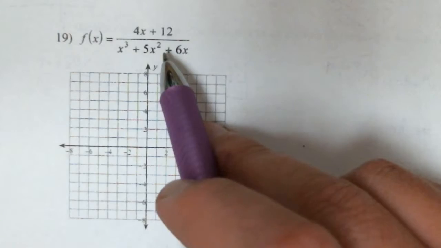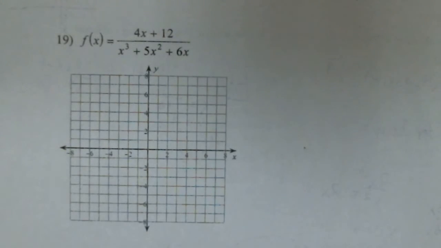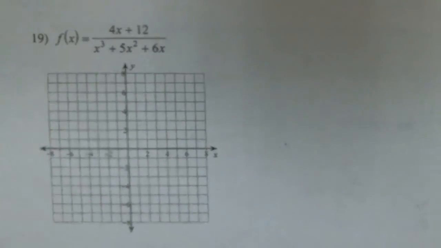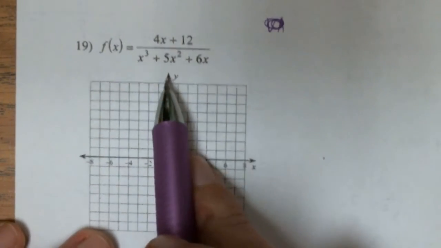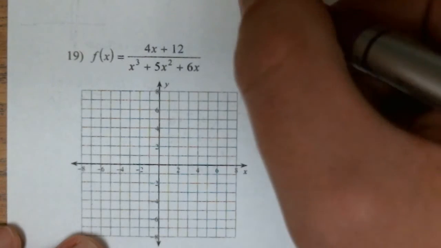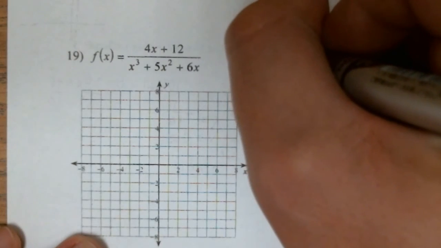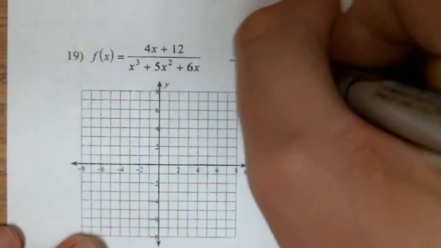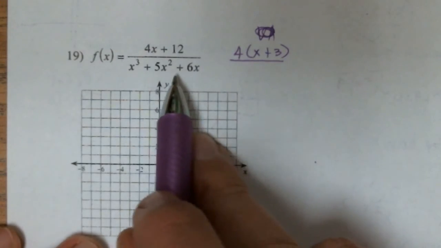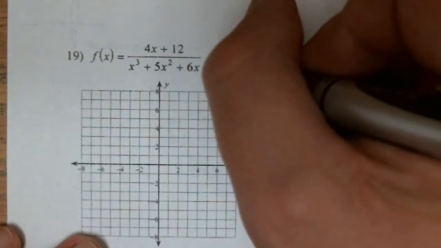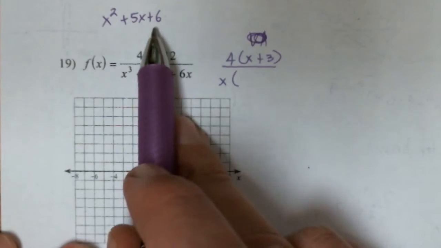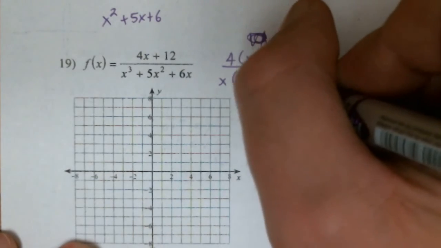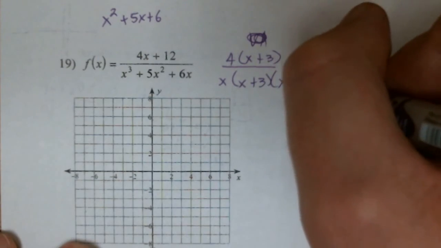Number 19. All right, let's start off with our vertical asymptotes. Actually, let me back up. We need to see if we can factor this stuff first. On top, we need to pull out a GCF of 4. On the bottom, what can I factor out? They all have an x. I can factor out an x. That will leave me with x squared plus 5x plus 6. And how does that factor? Factors of 6 that add to 5. That's going to be x plus 3, x plus 2.